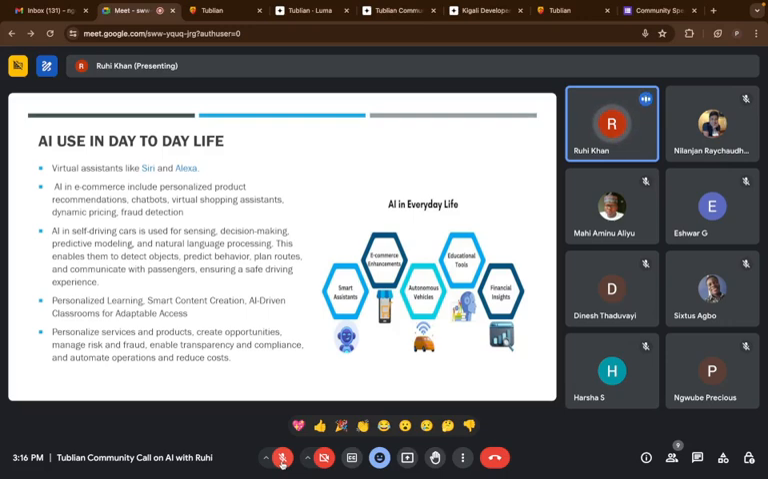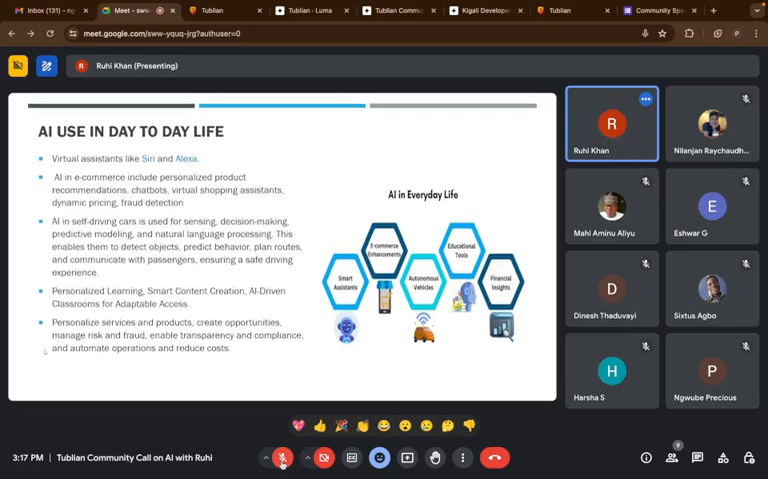Then the fourth is personalized learning, smart content creation, and AI-driven classrooms for adaptable access. Then, the fifth point is personalized services and products, creating opportunities, managing risk and fraud, enabling transparency and compliance, and automating operations and reducing cost. So, there are many ways we can use AI in our day to day life, but these are a few examples.